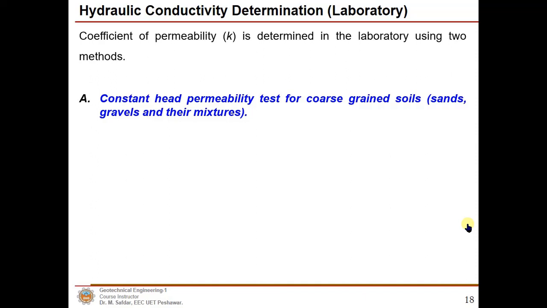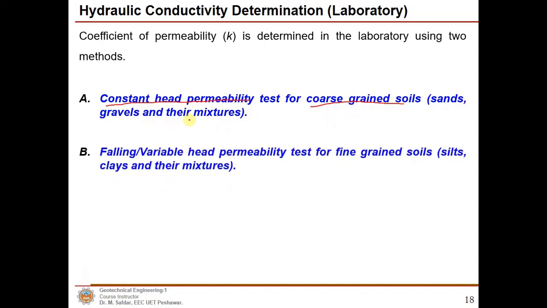Now, two standard laboratory tests are used to determine the hydraulic conductivity of soil. One is the constant head permeability test, and that is used for coarse grained soils such as sands, gravels and their mixtures. Another method is the falling or variable head permeability test for fine grained soils such as silts, clays and their mixtures.